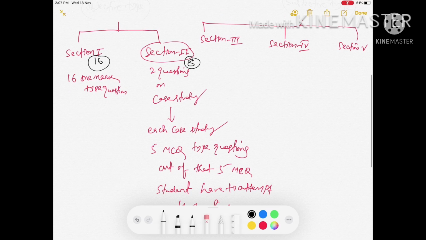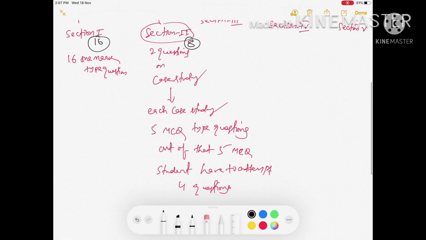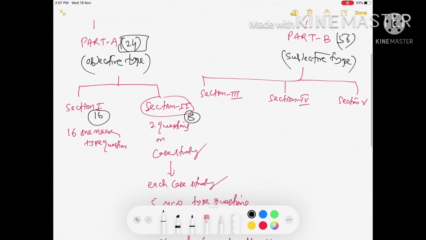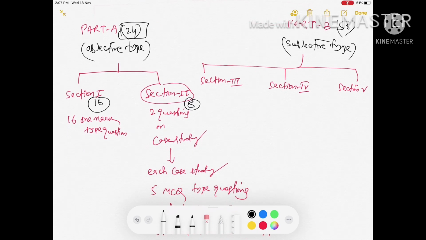Section 1 will contain 16 one-mark type questions, very short answer types, and section 2 will contain 2 case study questions. Each case study question will contain 5 MCQ type questions, and out of those 5, students have to attempt 4. That means for 2 case studies the total mark will be 8. Now for subjective type, that means part B, section 3 will contain 2 marks type questions. Section 4 will contain 3 marks type questions, and section 5 will contain 5 marks type questions.